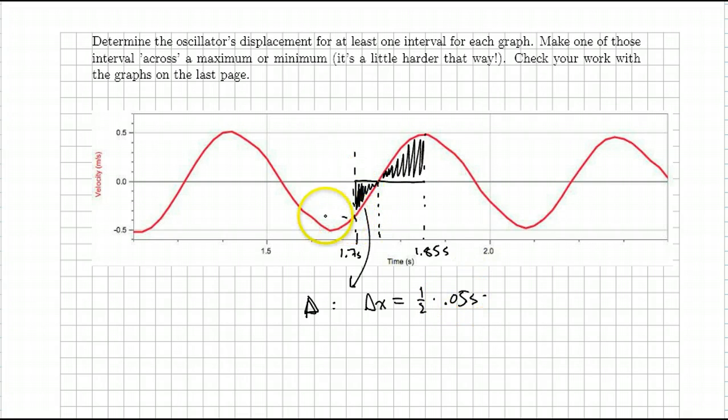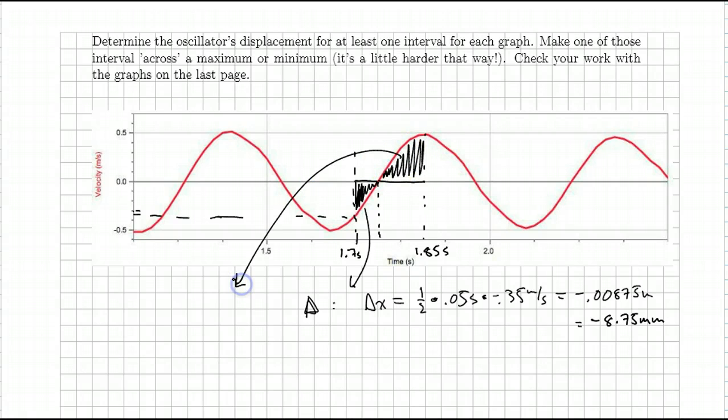And this goes to, it looks like negative 0.35 meters per second. So I do the product there, and I get negative 0.00875 meters. So that's negative 8.75 millimeters. Okay, so that's part of it.